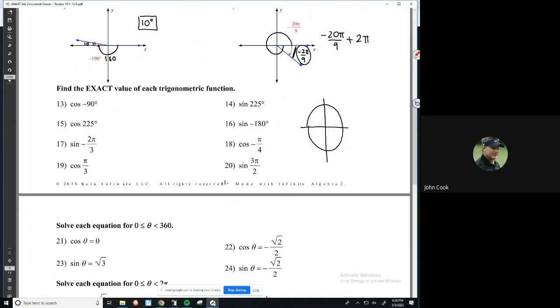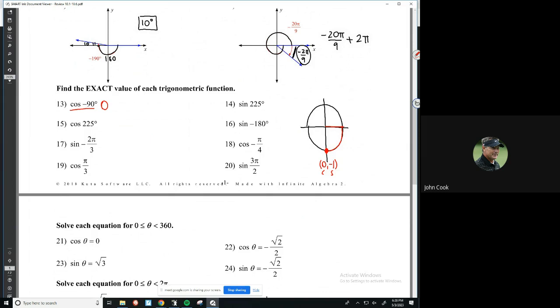So this says I need the cosine of negative 90. So negative 90 starts at 0, and then it goes down 90 degrees. So that means that I'm going to be right over here. And at that point on your unit circle, the cosine would be 0, because that coordinate is 0, negative 1. So cosine is the first one, sine is the second one. So the cosine at negative 90 degrees is going to be 0.